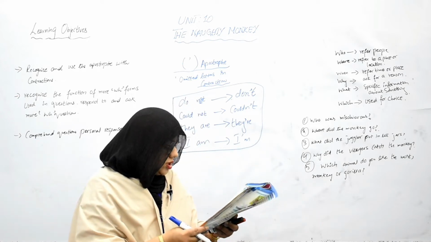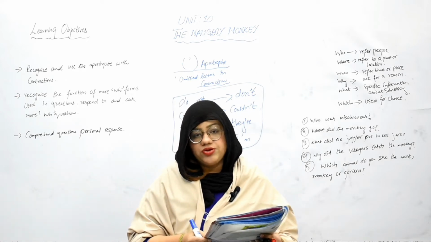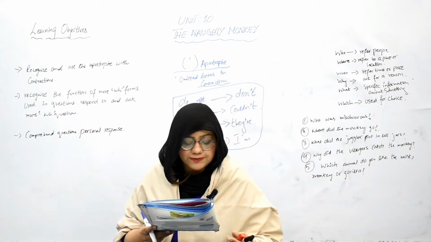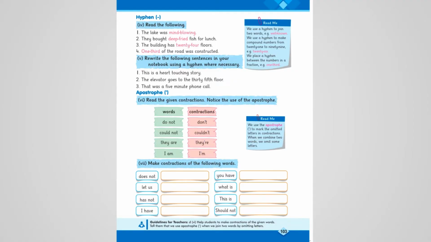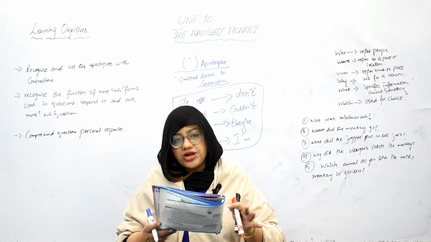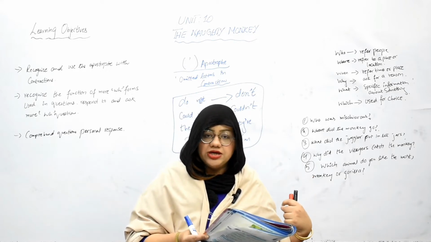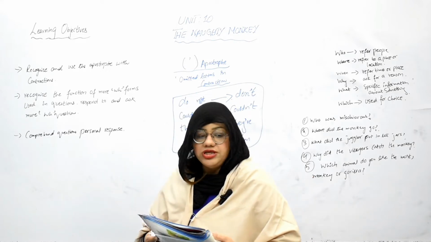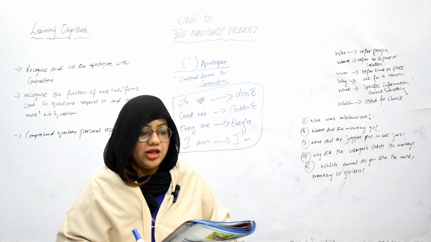Now in this book, on page number 103, students, look at question number 7. Make contractions of the following words. There are some words given in your textbook. We are now going to contract these words. So I am writing here. Have a look at this one. I hope this will be quite helpful for you.